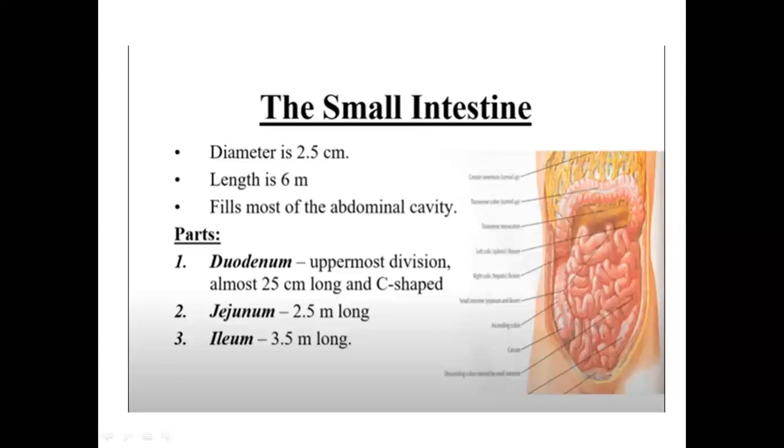The duodenum is the uppermost division, which is almost 25 centimeters long, and it is C in shape. While the jejunum is 2.5 meters long. So remember, duodenum is 25 centimeters, while jejunum is 2.5 meters long. Then we have the ileum, which is the last part of the small intestine, about 3.5 meters long.